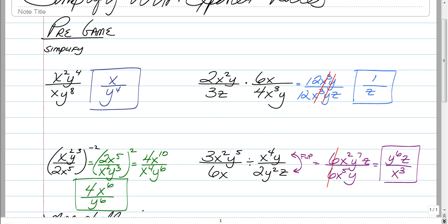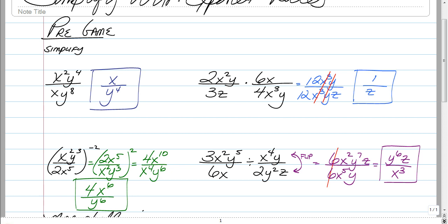The second one, after you multiply across the top, you should have 12x cubed y over 12x cubed yz. So your 12's, your x's, and your y's all cancel. You're just left with 1 over z. And the third one, you had to first flip the fraction because it's a negative 2, and then you square everything inside, so the 2 becomes a 4, the x to the 5th becomes x to the 10th, x squared becomes x to the 4th, and y cubed becomes y to the 6th. Then you just simplify, and for the last one you just had to multiply by the reciprocal, so you flip the second fraction, then you multiply across the top, multiply across the bottom, and simplify, and you're good to go.